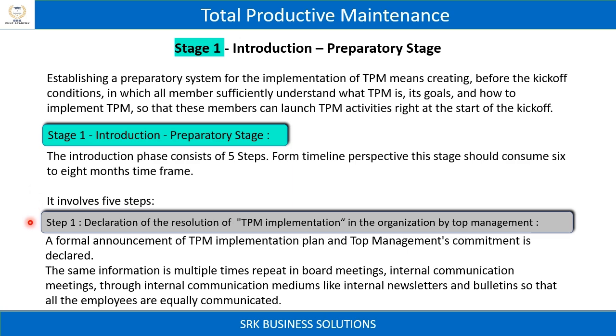Step 1. Declaration of the resolution of TPM implementation in the organization by top management. A formal announcement of TPM implementation plan and top management's commitment is declared. The same information is repeated multiple times in board meetings, internal communication meetings, and through internal communication mediums like internal newsletters and bulletins so that all the employees are equally communicated.